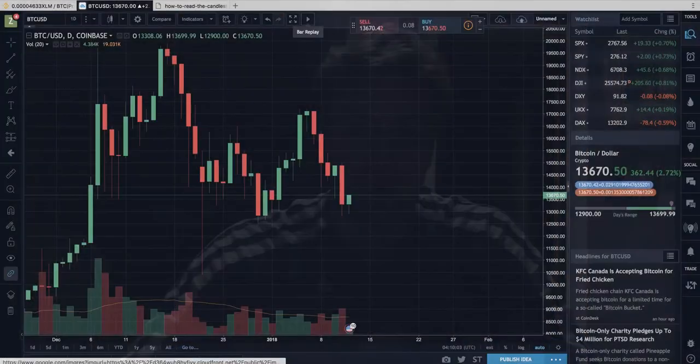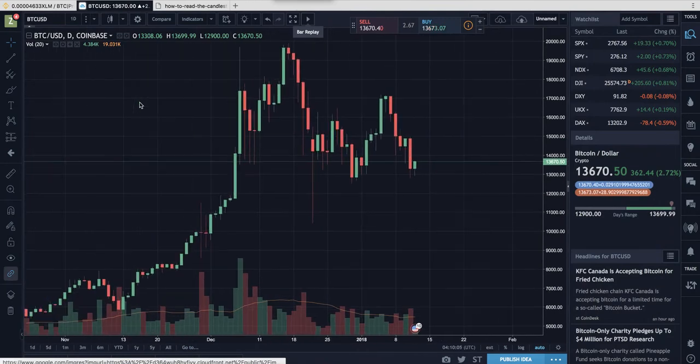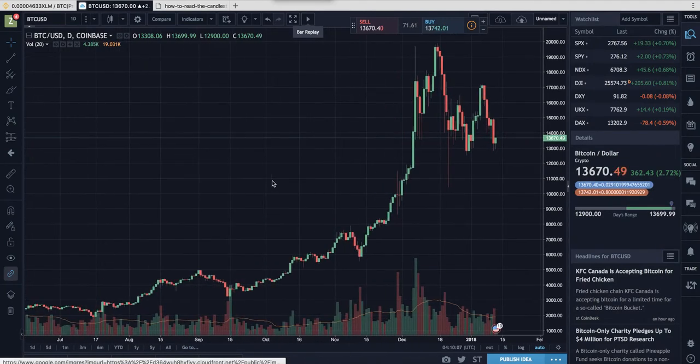Hi guys, today I'm going to give you some tips on how to read candlestick charts on any given exchange, and also how to navigate the order book, as well as set an order and know what all the numbers basically mean, because it can get confusing at times. So here I have the Bitcoin 1 day candle chart.